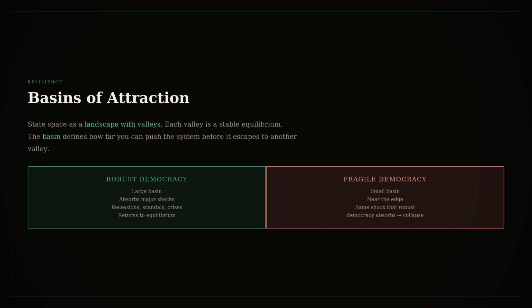Saylor's model lets us ask, how large are the basins? What determines their boundaries? Which policies expand the democratic basin versus shrink it? These aren't just academic questions. They're about the resilience of political systems.